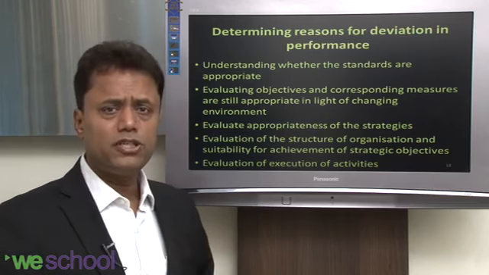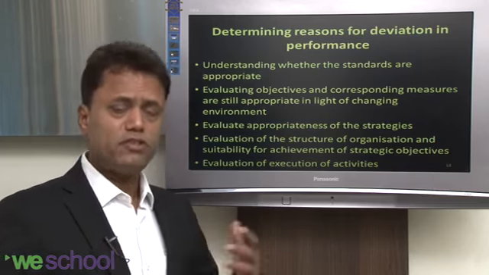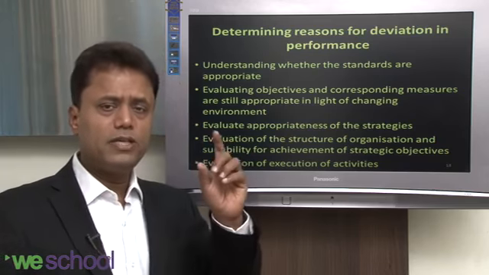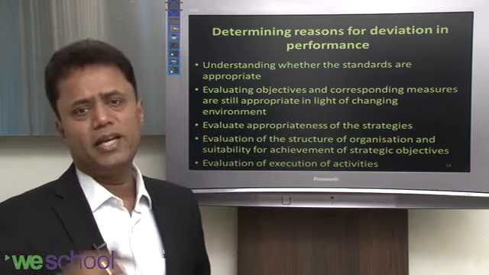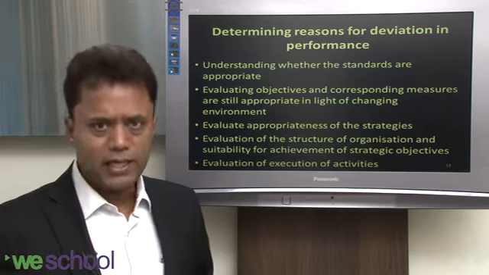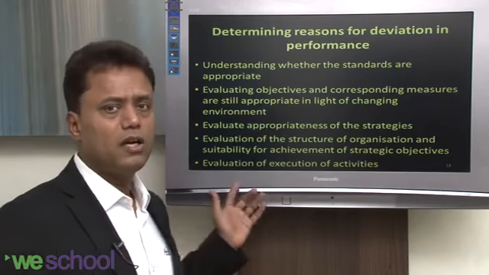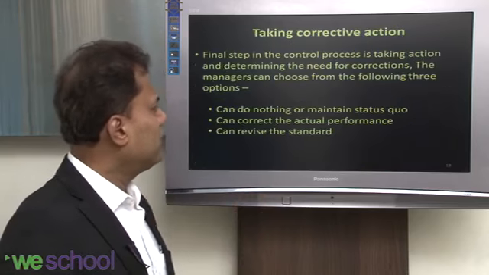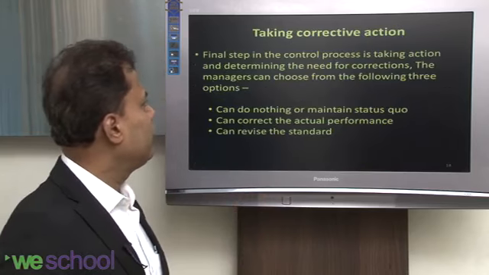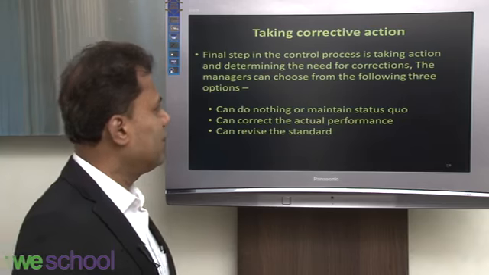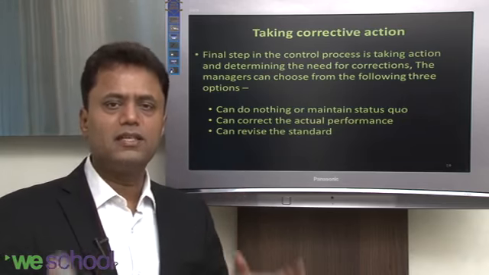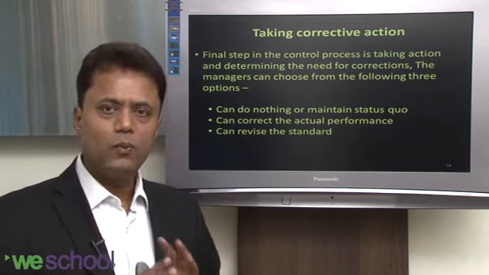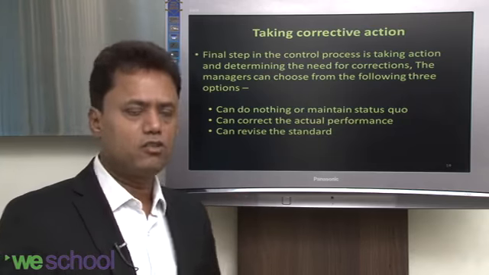Evaluation of execution of activities. Each objective has a KPI. Each KPI has got certain activities. So the activities have to be performed in order to achieve the performance. What kind of corrective actions you can take? The final step in the control process is taking action. Obviously, without action, nothing is going to move. It will stand where it is, or it will maintain the status quo position.